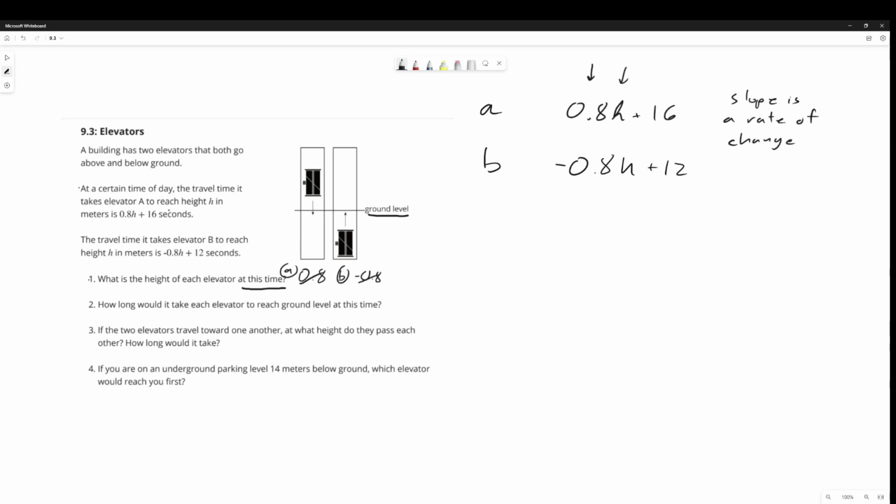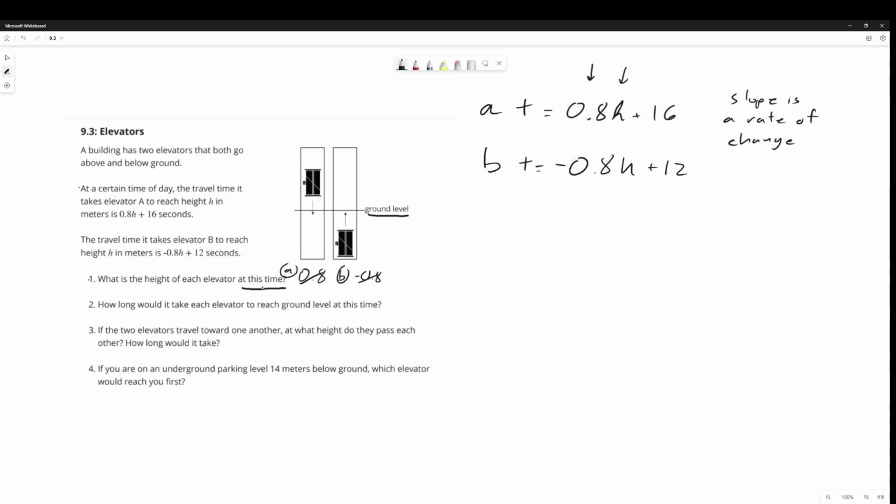We're talking about two things: time and height. But in my expression, I only have height. So I can make this t equals 0.8h plus 16 and t equals negative 0.8h plus 12, for elevator A and elevator B. So then it says, what's the height of each elevator at this time?